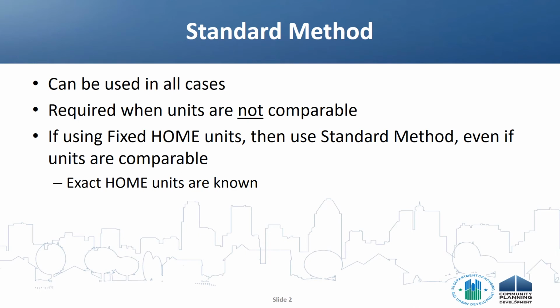As a brief reminder, anytime the units in a project are not comparable, a PJ must designate fixed home units and use the standard method of cost allocation. But it's also important to note that the standard method is acceptable in all cases. A PJ can always choose to use the standard method even if the units are comparable. And in practice, if the PJ is choosing to designate fixed home units, then the standard method is going to be your best choice since we know the exact units that will be home assisted.